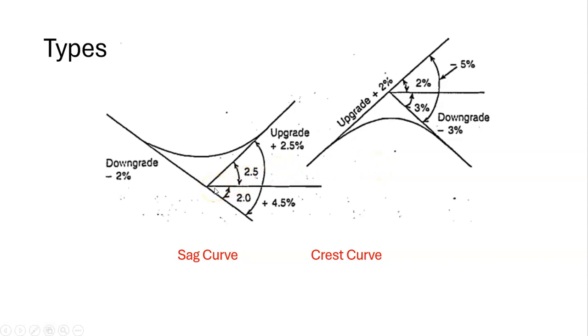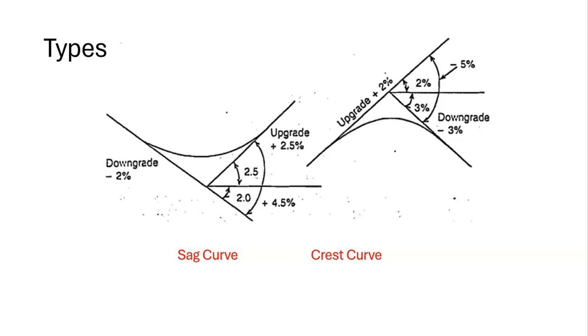Now, how do we define a sag curve? In case of a sag curve, a downgrade is followed by an upgrade. So this is the downgrade, for example minus 2 percent. The upgrade is plus 2.5 percent, and the rate of change that we see is basically 2.5 minus of minus 2 percent. The change is a total of about 4.5 percent.